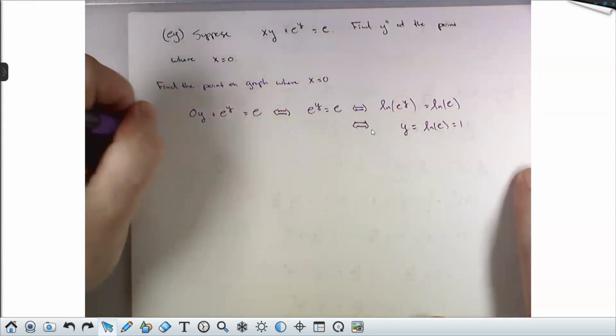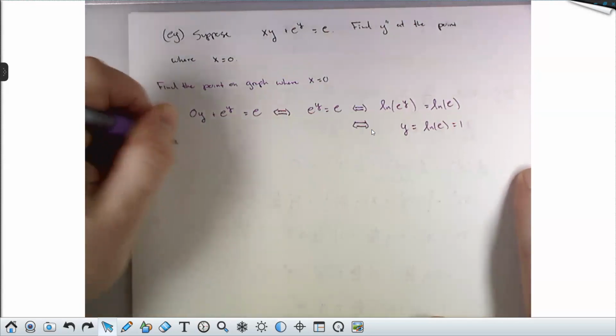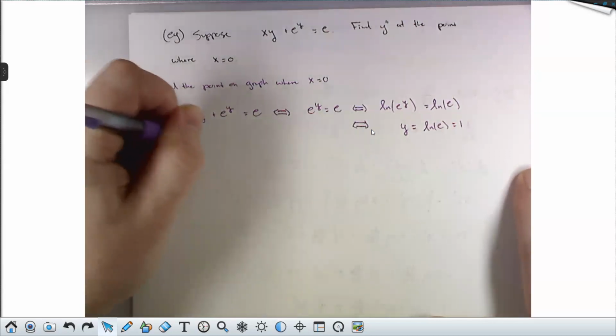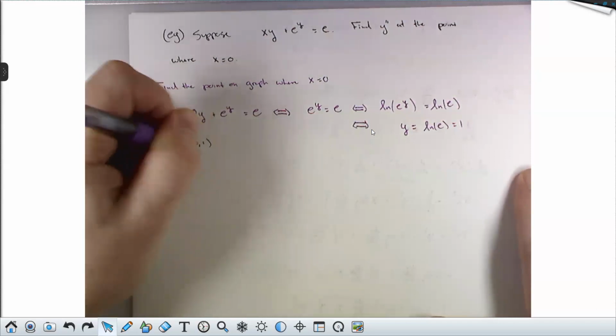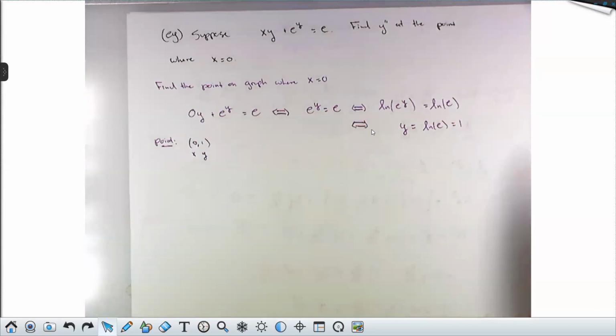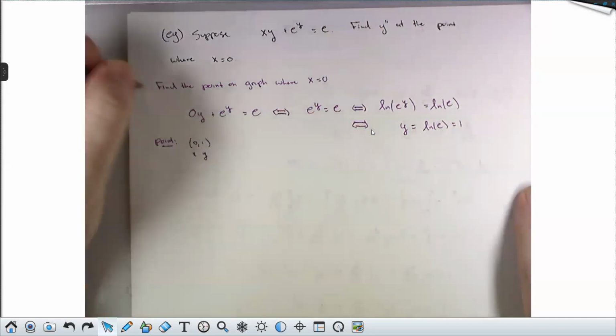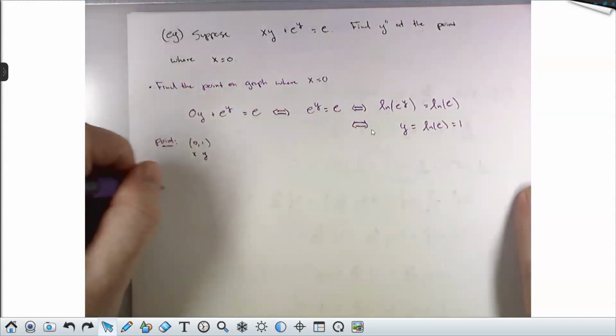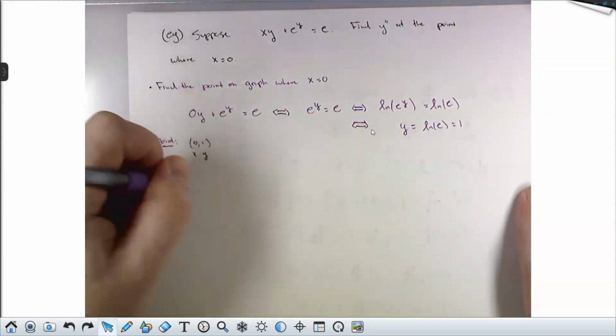So the point is (0, 1). In other words, when x is 0 along this curve, y is equal to 1. That'll be useful as we go. Now, let's find y prime.